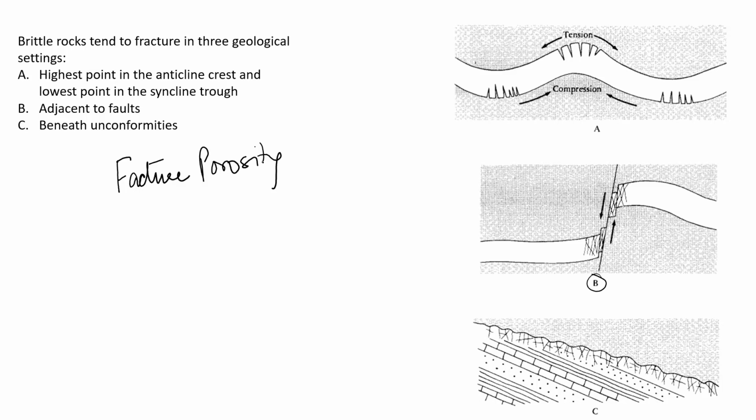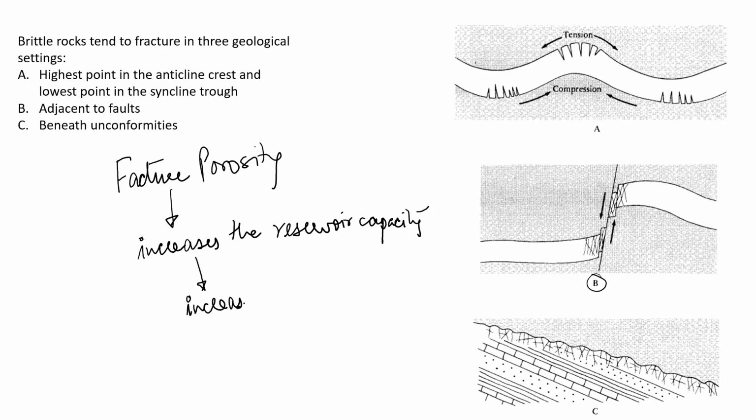Fracture porosity is a type of secondary porosity that increases the storage capacity of the reservoir. How? Because it increases the permeability.